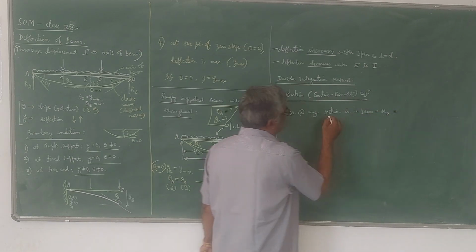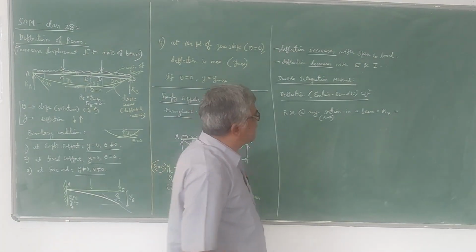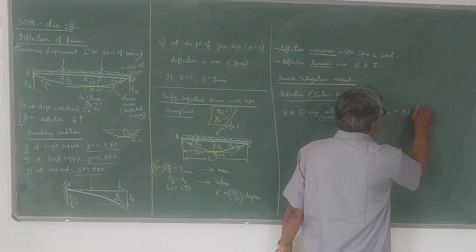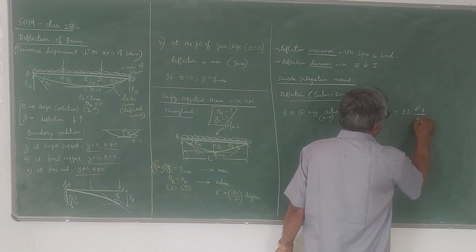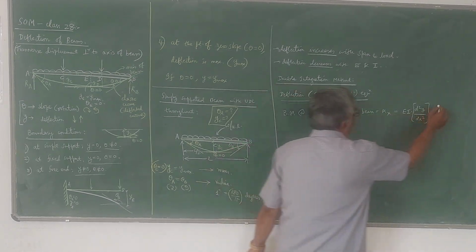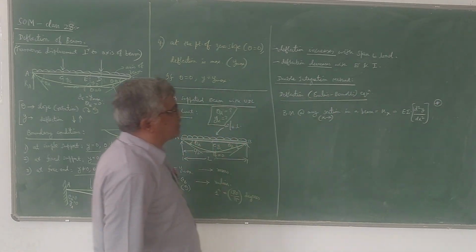It will be section XX, which means that XX is the section. Bending moment is denoted by Mx. It is given by EI into d squared y by dx squared. So this is called the Euler's equation, and we have to use this for solving problems on deflection and slope.